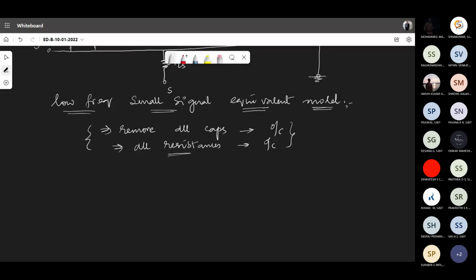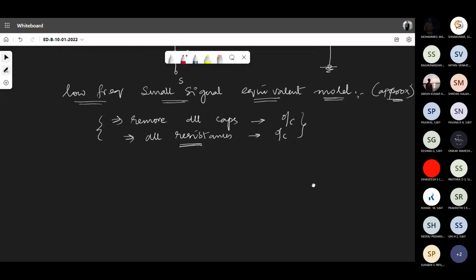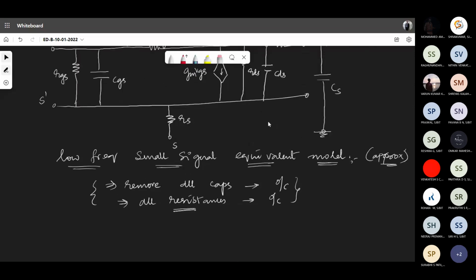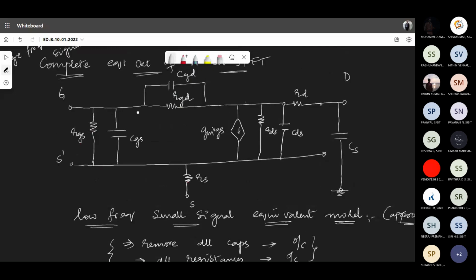Remember, the resistors can be retained if you want, but we'll write the approximate model here. We are doing approximation here. So whatever approximations we can do, we'll do to the fullest possible extent. So what is going to happen between the gate as well as source? Both these are removed, and become open circuit.